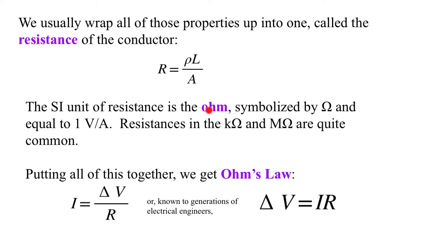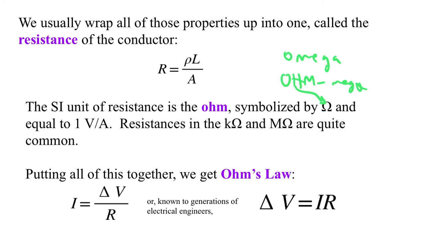The SI unit of resistance is the ohm, symbolized by omega. I kid you not, it's because that is spelled, right? It's omega, but it's pronounced omega. And I kid you not, that's why that symbol is called that. And the SI unit, the ohm, is equivalent to 1 volt per amp.